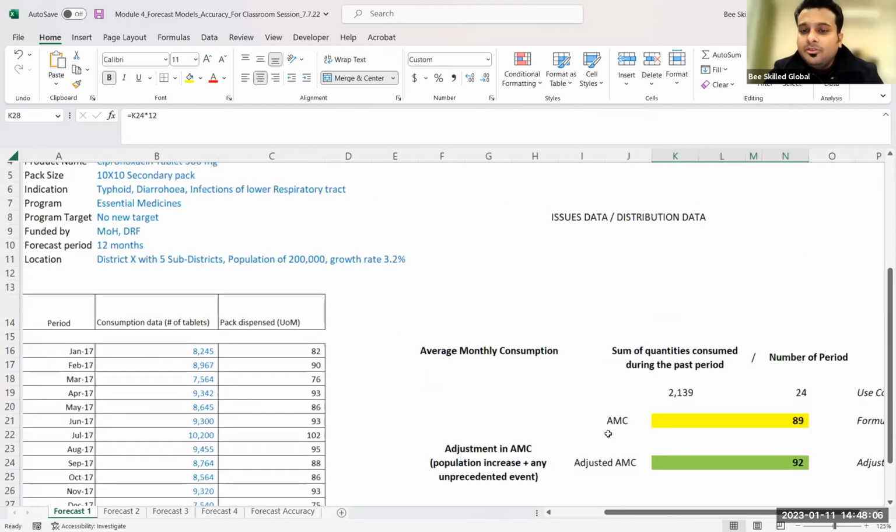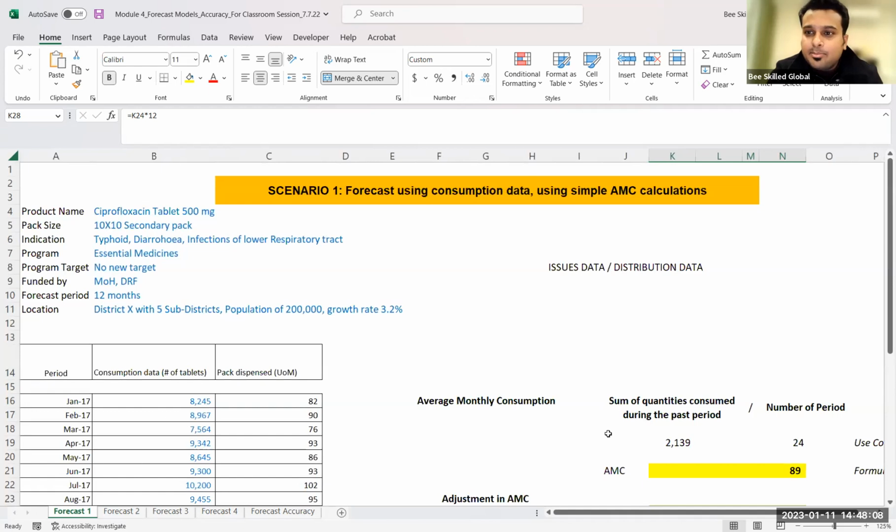Similarly, we can create a big template where we calculate average monthly consumption for various products and then multiply with the number of months that we need the product for in future. Okay. Now, if anyone has any questions with respect to this calculation, this type of method, please raise your hand, speak, or put it in the chat while I go to the PowerPoint and show you some other things.